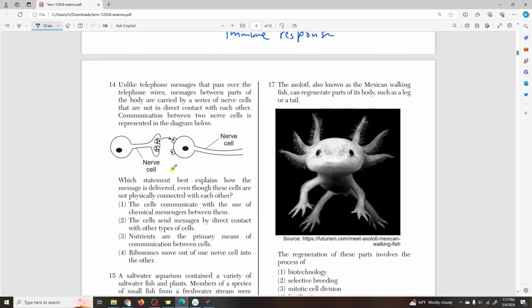So you should know this, that it's contacted by neurotransmitters. This cell is going to release molecules that are then going to bind to this end of the cell and carry the response forward, right? So it's the release of molecules called neurotransmitters. And even if you didn't know that, you can kind of figure that out here. These black things are actually the neurotransmitters that are then going to enter the synaptic cleft, bind to here, and then carry the response forward, right? So cells communicate with the use of chemical messengers between them. That's the best answer choice here. This is what I just said.